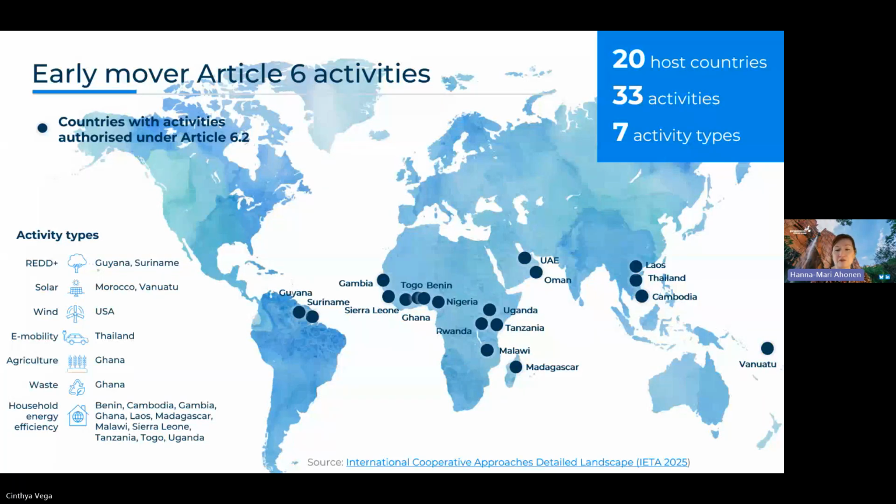So this is a map of countries that have already authorized projects under Article 6.2. We'll talk a little bit more about what that exactly means. But you can see that there's 20 host countries. There's 33 activities that have already received an authorization in 7 activity types. And the activity types range from REDD+ to renewable energy, e-mobility, agriculture waste, and there's a lot. The most popular type is the cook stoves and water filters, so household energy efficiency.